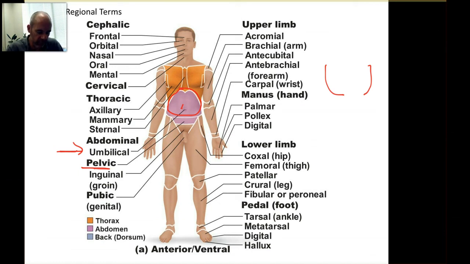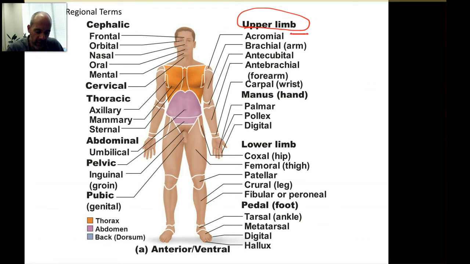Inguinal, more specifically, refers to the groin, so down deep in the pelvis. Pubic, of course, refers to the genitals. That's probably not too surprising to anybody. And then let's check out over here on the other side. This one may be new to you, some terms associated with the upper arm. Acromial refers to the shoulder area.